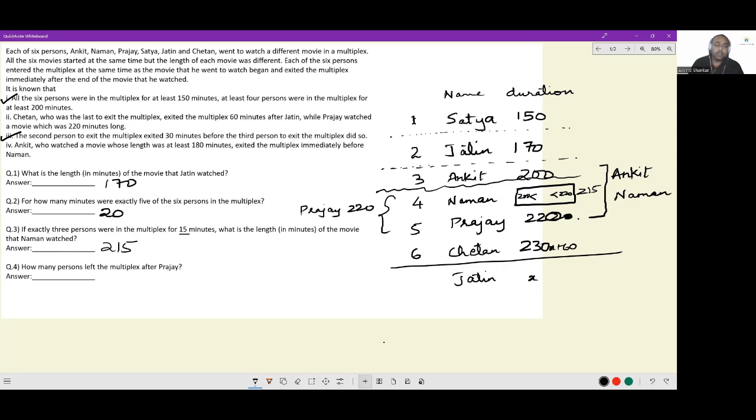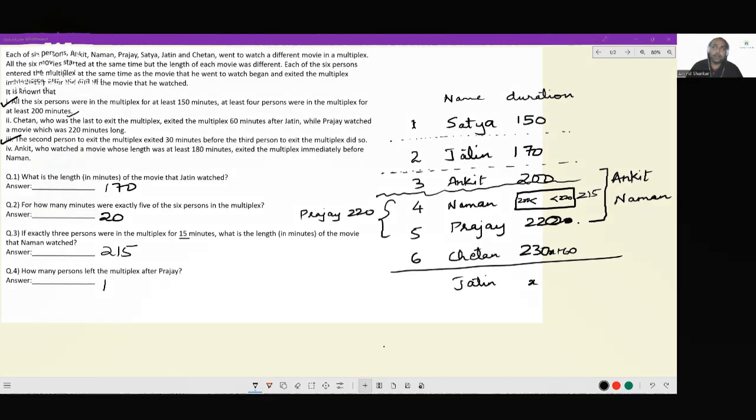And last question, the simplest one. How many persons left the multiplex after Prajay? After Prajay, there was just one person, Chetan, who had left the multiplex. And that is the entirety of this question. The potential area for concerns is going to be this first clue, in which you would have to understand what the 150 and 200 are indicative of, and then placing Jatin somewhere. Once you place Jatin, this becomes very, very easy to manage.